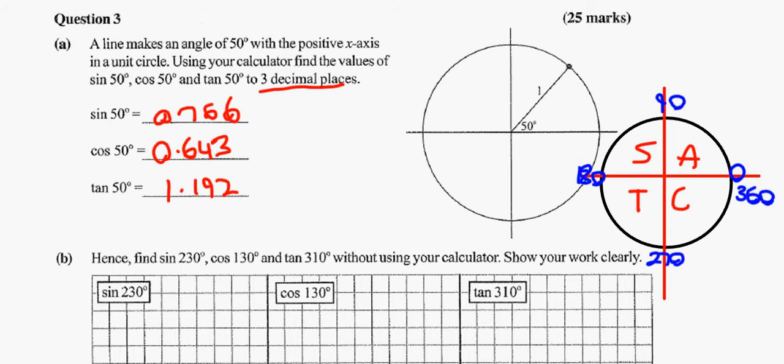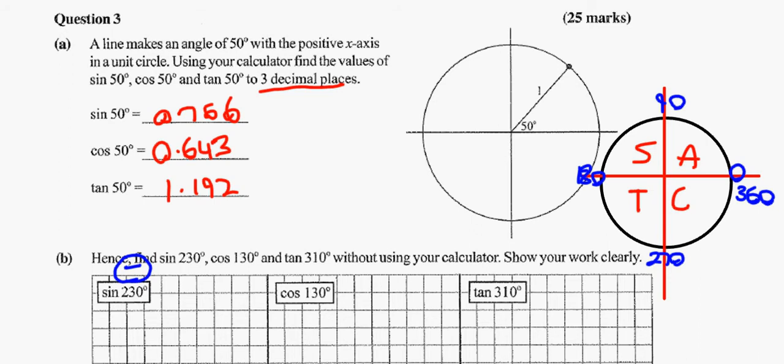Now, what ASTC stands for is, I'm just after drawing a circle with 4 parts, or 4 quarters. The first quarter goes from 0 to 90. In this quarter, all the functions are positive. So tan 50 is positive, cos 50 is positive, and sine 50 is positive, as we can see over the left side. In the second quadrant, only sine is positive.